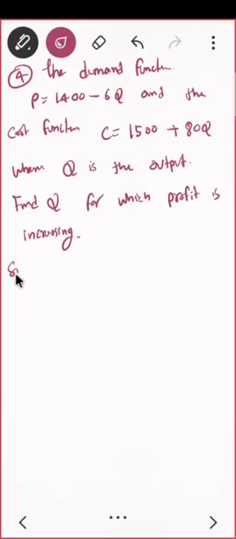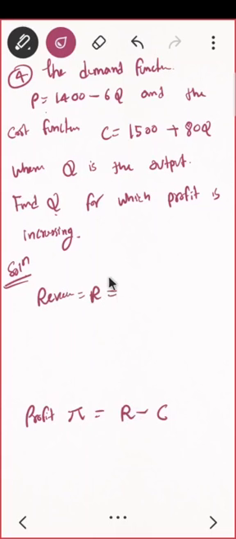Okay, think about this. What you are given: the demand function P is this, and the cost function is this. Find Q for which profit is increasing. First of all, you need to find profit. So do you remember what is the formula for profit? That is denoted by, I think, pi. Yes, R minus C. What is R? That is the revenue function. Correct? Revenue, that is R. R क्या है? R का फॉर्मूला क्या है?